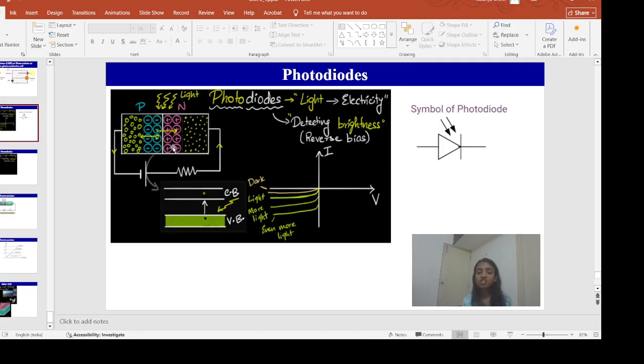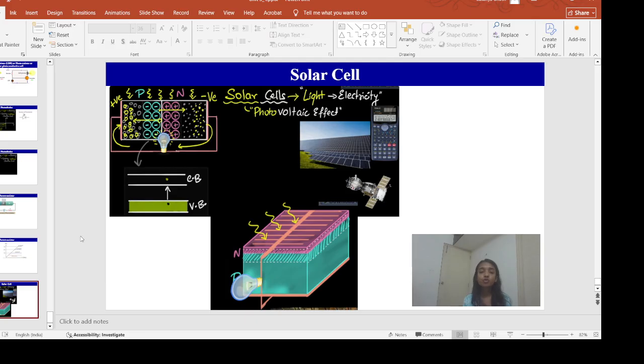they don't even get a chance to accumulate over here. Immediately they just flow through the circuit. These electrons will get accelerated over here, holes will get accelerated over here, and as a result photocurrent will start flowing. Before they get a chance to recombine, they immediately get swept away. So this is the main difference between your solar cell and the photodiode.